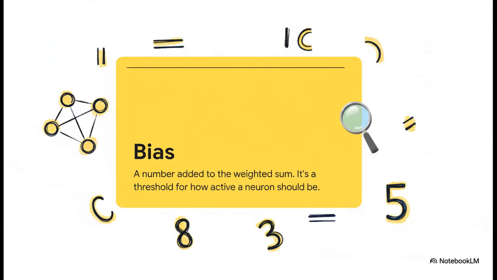So the neuron takes all the activations from the previous layer, multiplies them by their weights, and adds them all up. But there's one last little tweak. It adds another number, called a bias. The bias is basically just a measure of how easy it is for that neuron to fire. Think of it like a threshold. A neuron with a really high bias needs a ton of positive input before it'll even think about activating. It's kind of stubborn. A neuron with a low or negative bias is super eager to fire. It'll light up with just a little bit of encouragement.